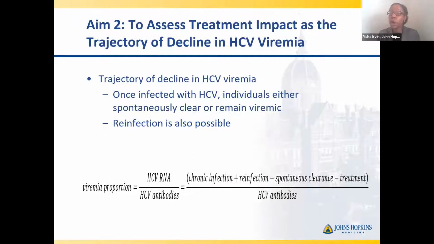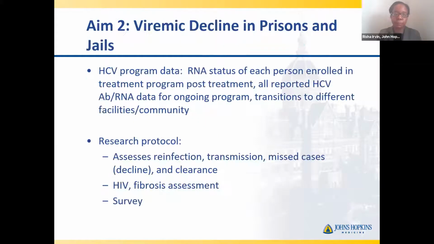So then aim 2 moves on to look at that viremia, to assess treatment impact as a trajectory of decline in HCV viremia. As we know, once someone is infected with hepatitis C, they either spontaneously clear or they remain viremic without treatment. And we also know that reinfection is possible. So what we want to do is look at this viremia proportion by looking at chronic infection plus the reinfection and taking out spontaneous clearance and treatment when people are cured over our HCV antibodies, and document that decline and look at how things proceed.